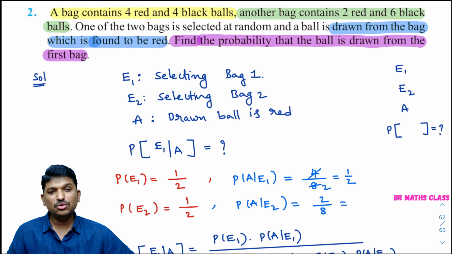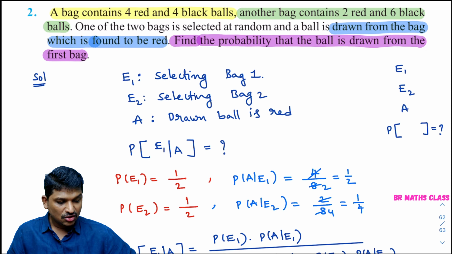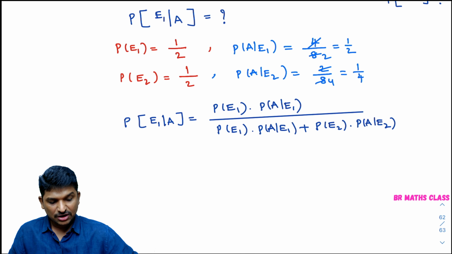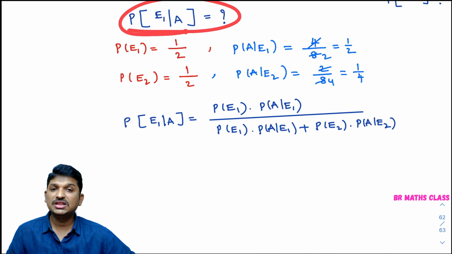Explaining all the things now is a difficult task. Okay, 2 by 8. 2 in this 4 times. So what you will get? 1 by 4. So we need to calculate probability of E1 by A. This is what we understand after reading the question.